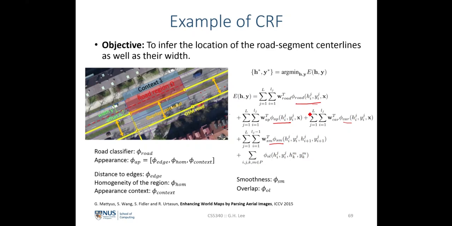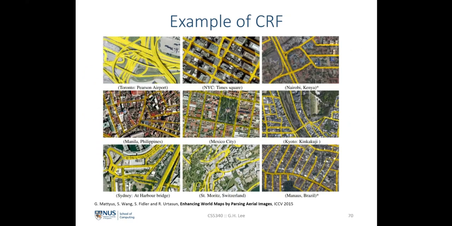I won't go into the detail of the inference and the detail of the papers, but hopefully by the end of this semester, when you look at this paper, you will be able to understand what's going on inside here. Here are some results from this particular paper. We can see that it's giving a very accurate road segmentation or road labeling of the scene.